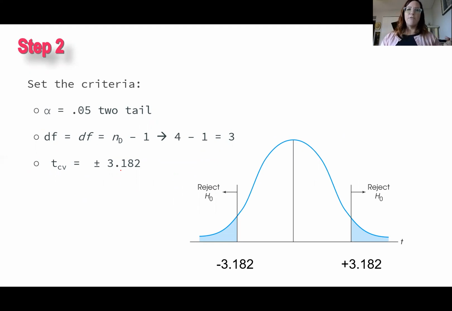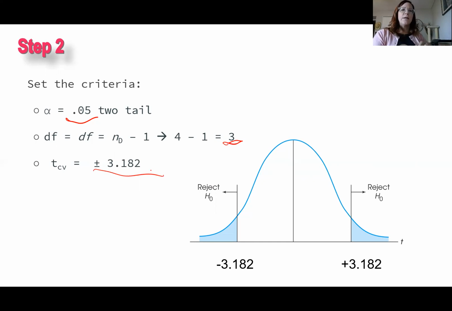And then step 2, we're going to set the criteria. So taking your alpha, which is 0.05, and we're going to make it two-tailed. If you look up the degrees of freedom, we had 4 scores, 4 minus 1, so our degrees of freedom is 3. If you look that up, for 0.05 two-tailed, your critical value is 3.182.